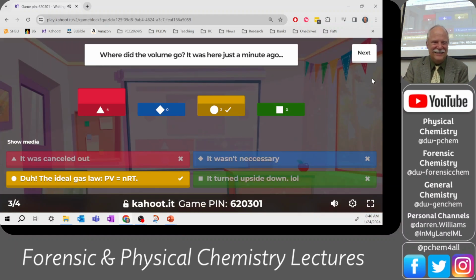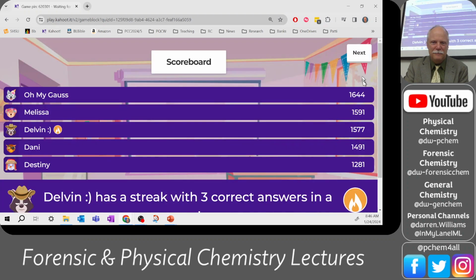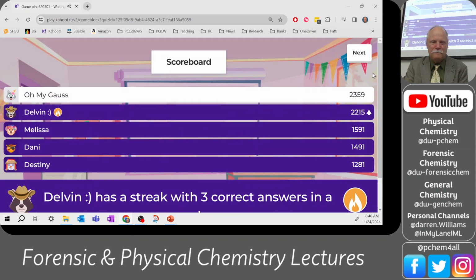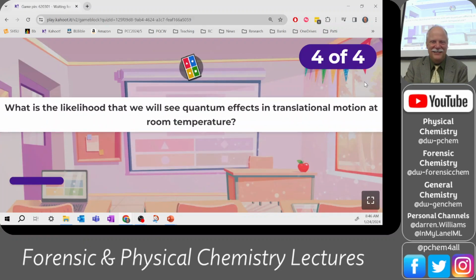All right, yeah, so the ideal gas law, we can show the media. So this V was here, and now we have nRT over P. Okay, fantastic. Okay, moving up, I see the arrow, there we go. Last one, got to be fast and correct.